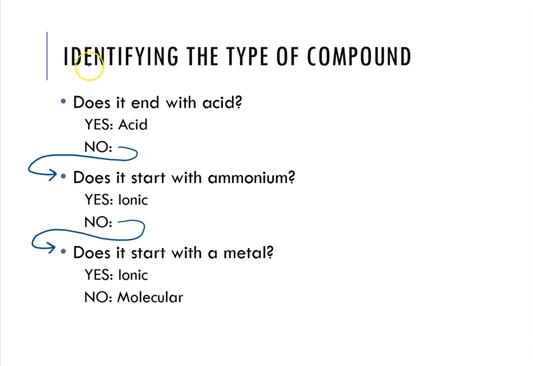So we check to see, does it end with the word acid? If it does, then it is an acid. If it does not, then we see if it starts with ammonium. If it does start with ammonium, it's ionic. If it doesn't, does it start with a metal? If it does, it's ionic. If it doesn't, it's molecular. Again, metals are on the left side of the periodic table. Nonmetals are on the right.